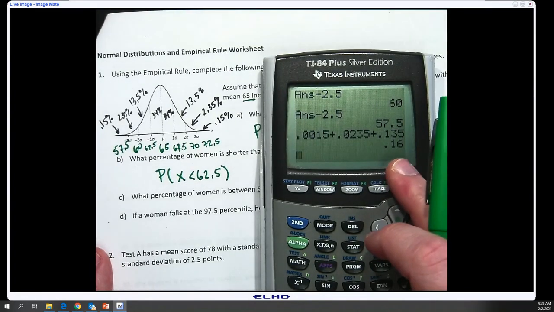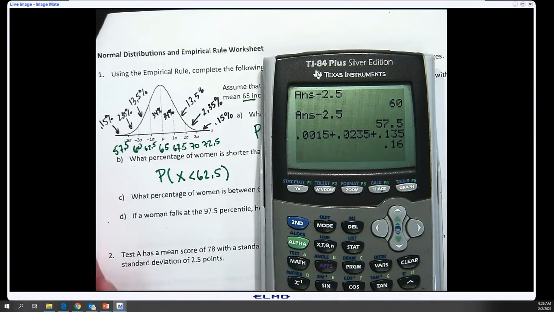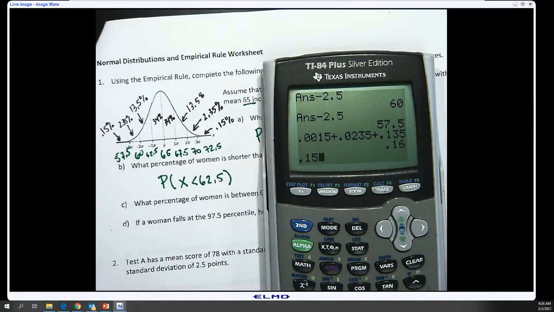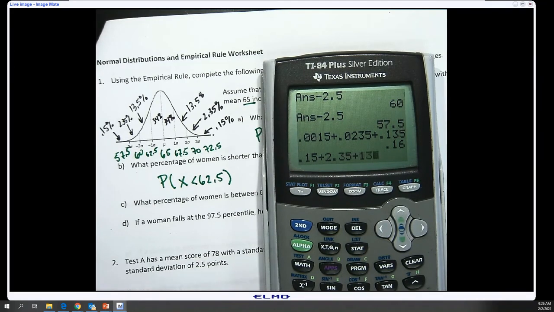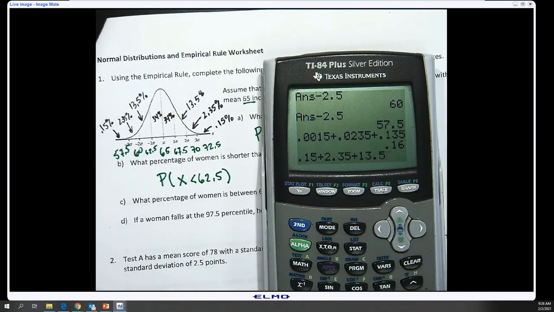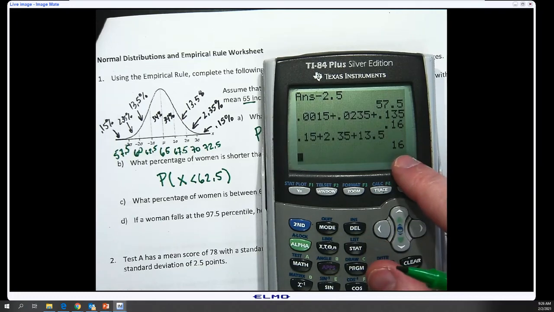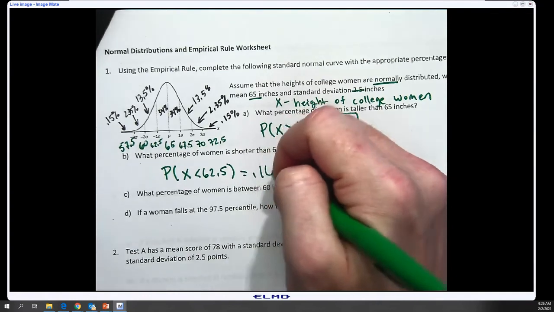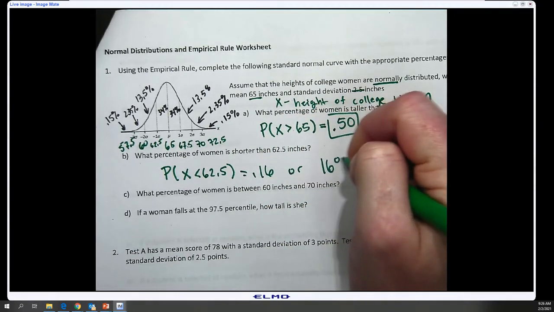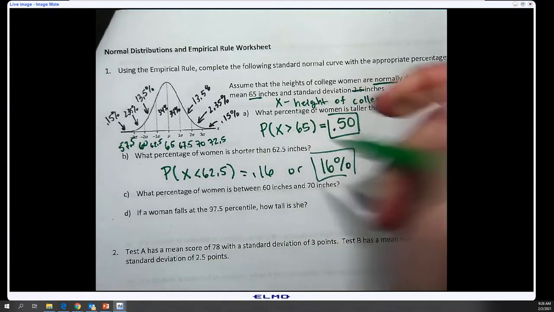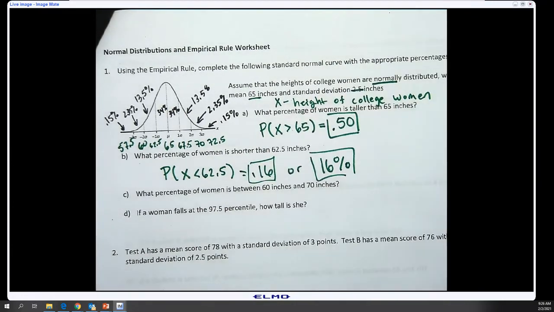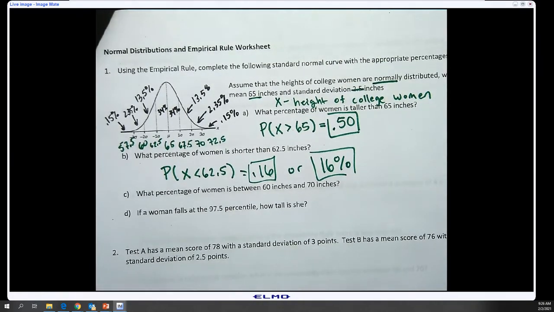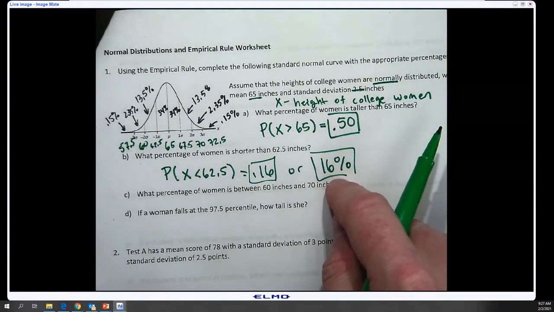So we get 16%. You could also do it as percentages. So you could put 0.15 plus 2.35 plus 13.5. You could keep them as percentages and get 16%. It's up to you. The answer is going to be 0.16 or 16%. They're equivalent to each other. You can write it either way. On the quizzes and the tests on my math lab, though, pay attention to if it wants a decimal or a percentage.